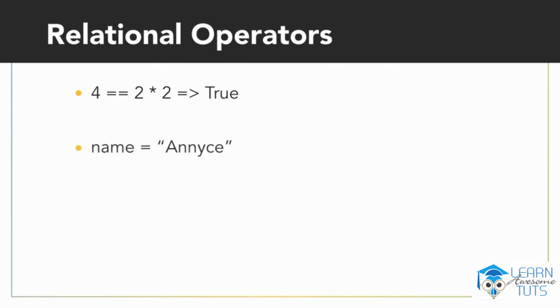Here's another example. We have a variable called name, and we've set it equal to the string Anise. Then we use the equality operator to compare it to the string Frank. The result will be false because these two strings are not the same. It's a common mistake to use only one equal sign when you mean to test for equality, so be on the lookout for that potential bug if your program isn't doing what you expect.